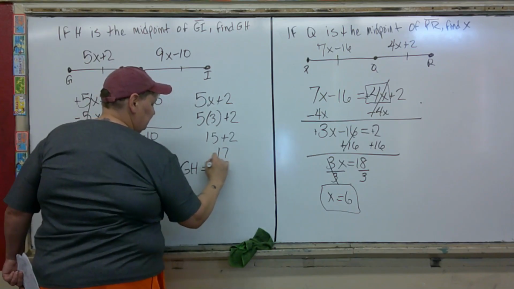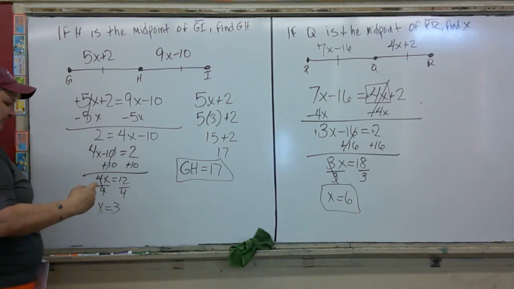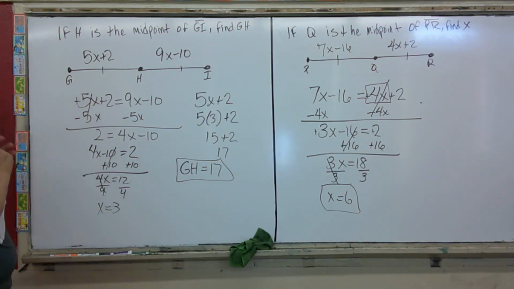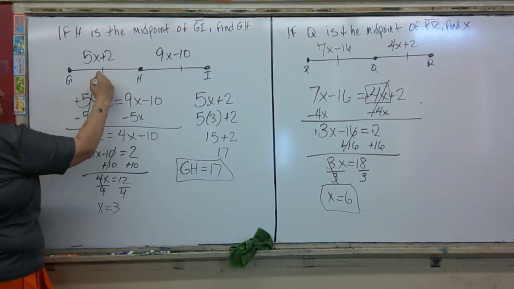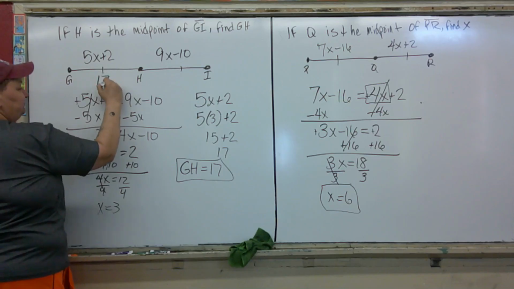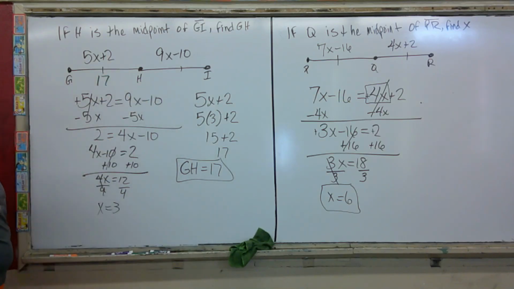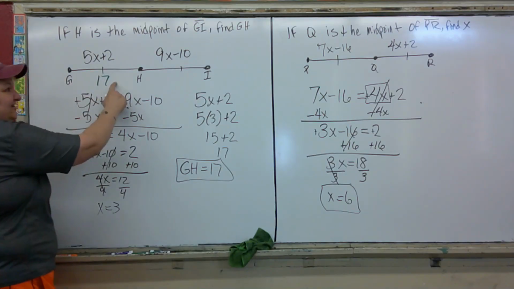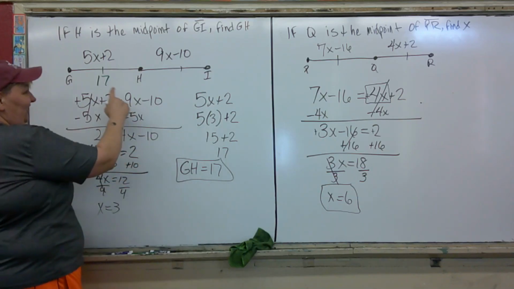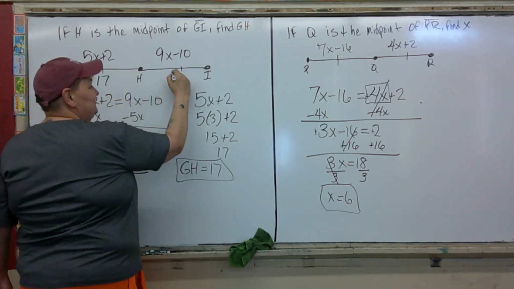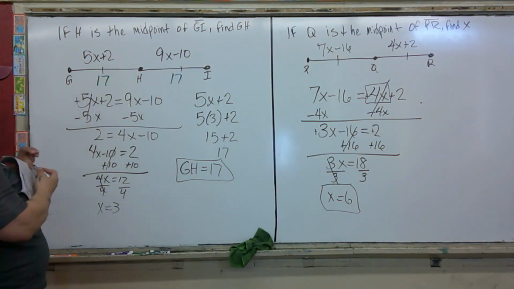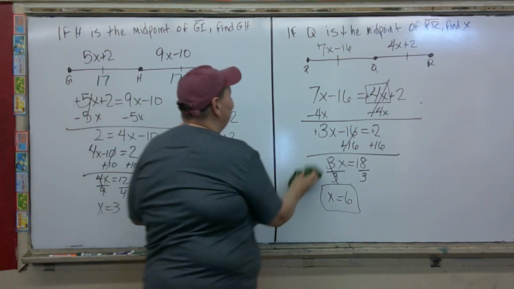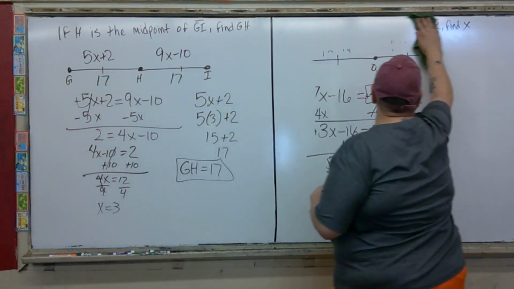is 17. Now let me ask you something to prepare you for the next problem, right? If this is 17, what's this? Yeah. If this is equal to this, and this is 17, then this is 17. Get it? Shortcut. I do so love a shortcut.